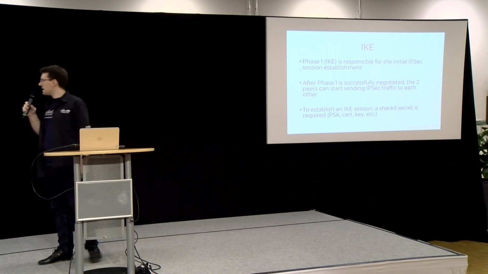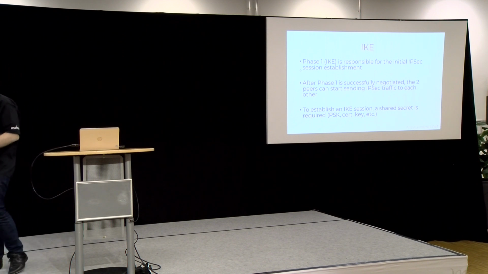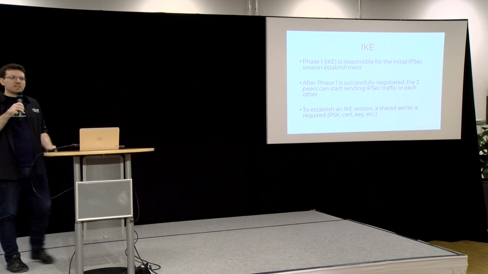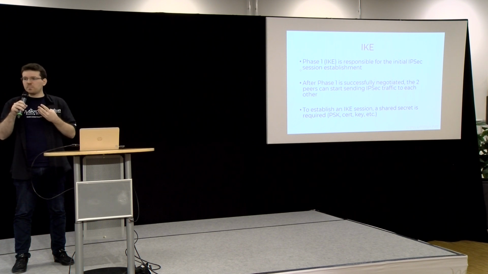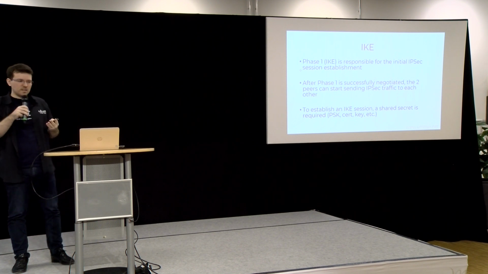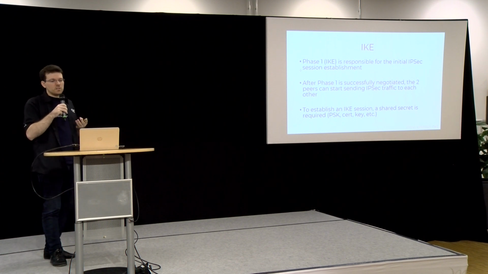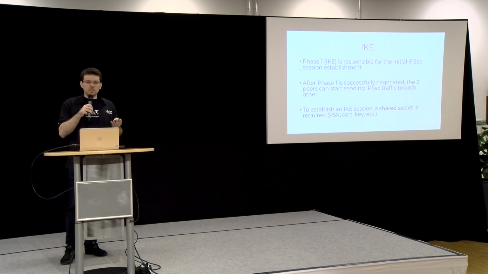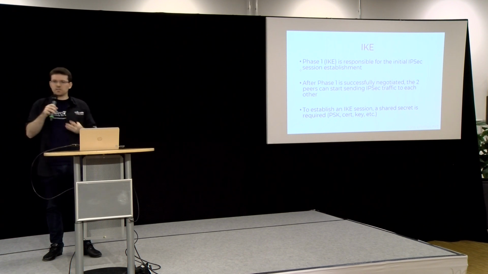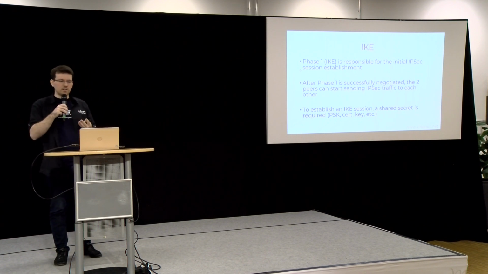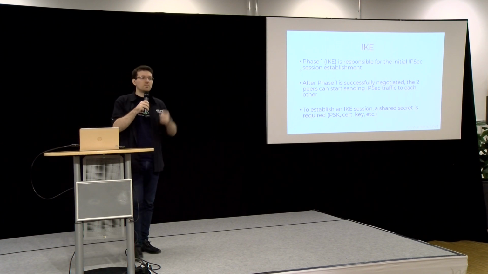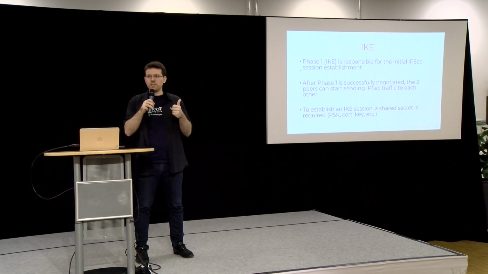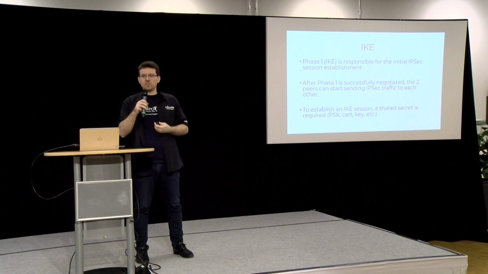Phase 1, the IKE phase, is responsible for the initial IPsec session establishment. Two IPsec peers that want to pass IPsec encrypted traffic between themselves first need to establish the IKE session. Only after this is successfully negotiated can the two peers start exchanging encrypted traffic. To establish an IKE session, a shared secret is required. There has to be one common shared secret between the two peers for them to establish the session.